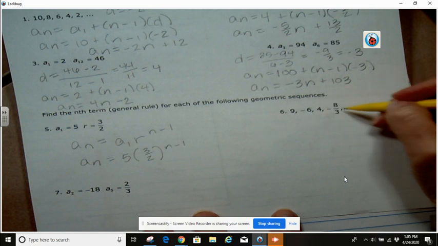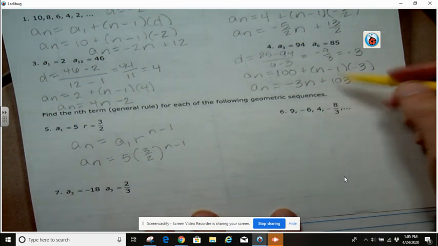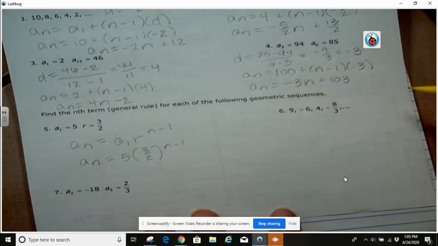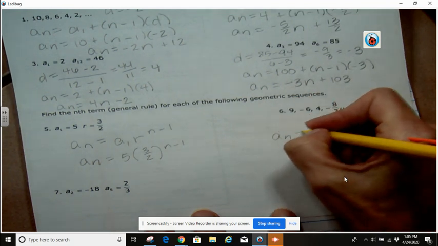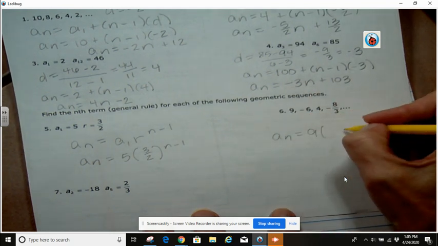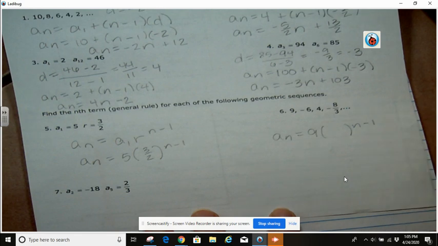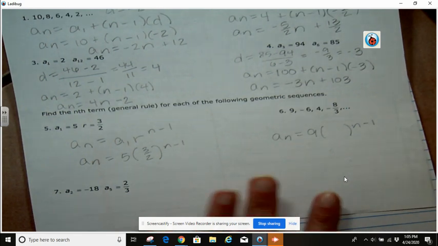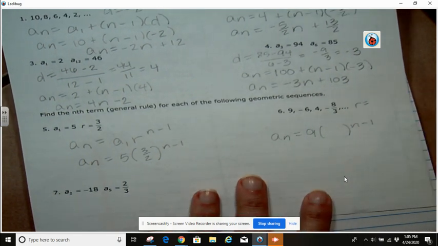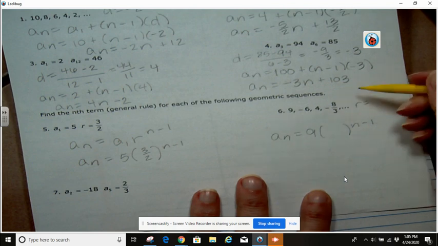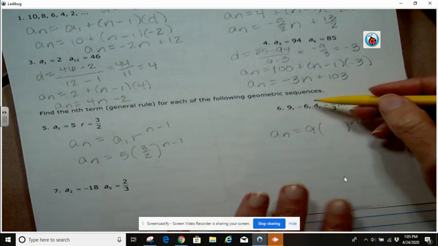All right, so here they didn't tell me what my r value is. They did, in fact, tell me a sub 1, so that's good. So I can get that started. I've got a sub 1, but I need to know what r is. So once again, r is any term divided by the previous term. It doesn't matter which term you divide by which previous term.